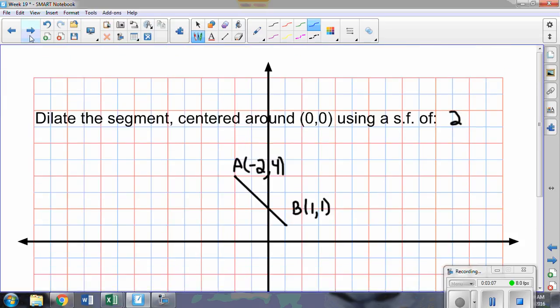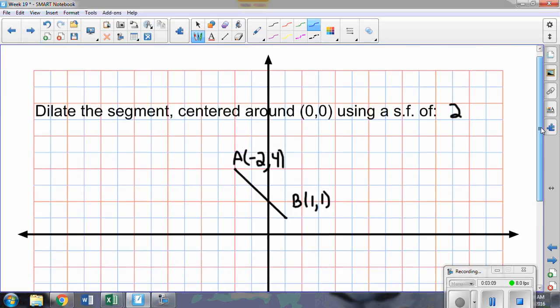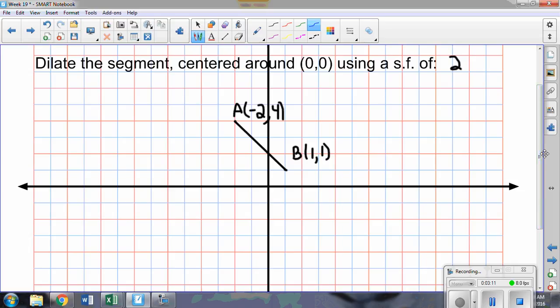So let's continue with the dilation of a segment. Centered at the origin, let's take advantage of our shortcut. To use a scale factor of 2, where does the point A get moved? -4 and 8, so we'll go 1, 2, 3, 4, 2, 4, 6, 8. And we've got A prime located at -4, 8.